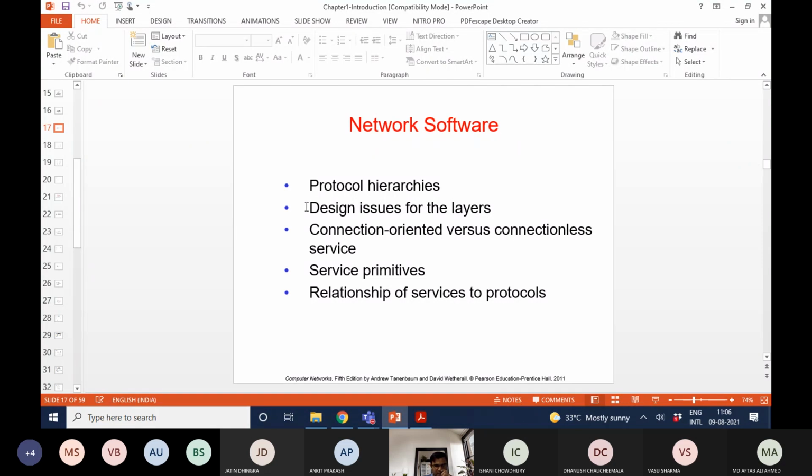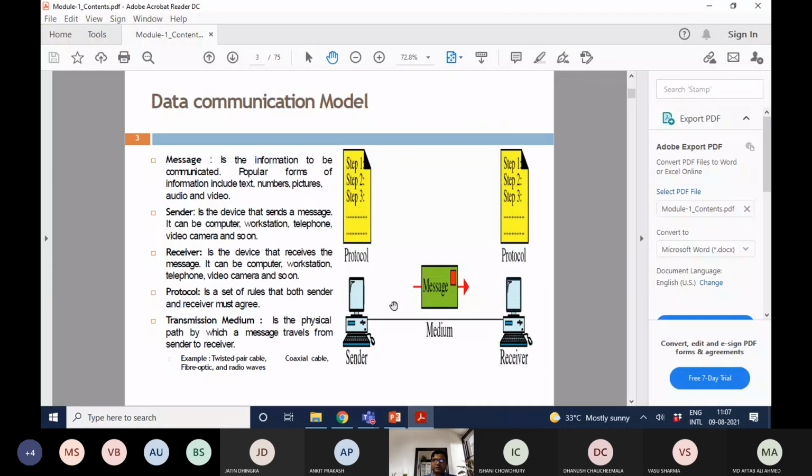All these concepts you can go through in the Tannenbaum book. I have told you that we are following two books. One is the Tannenbaum book, Computer Networks, fifth edition, by Andrew Tannenbaum and David Wetherall. You can follow this book for the first module. Whenever I follow the Forouzan book, I will tell you that those concepts you can follow from Forouzan.